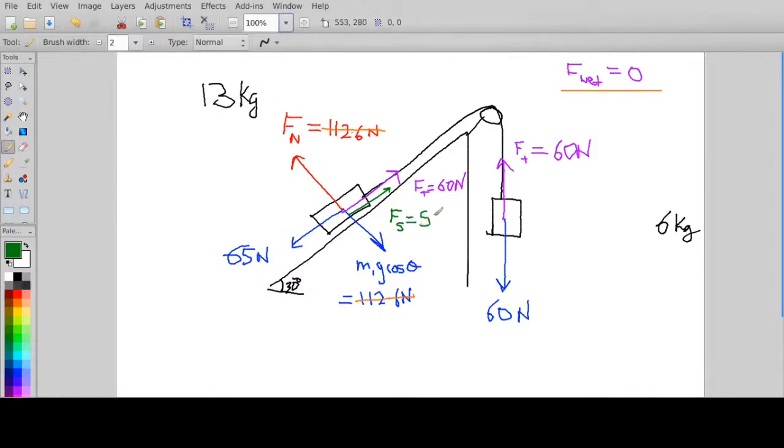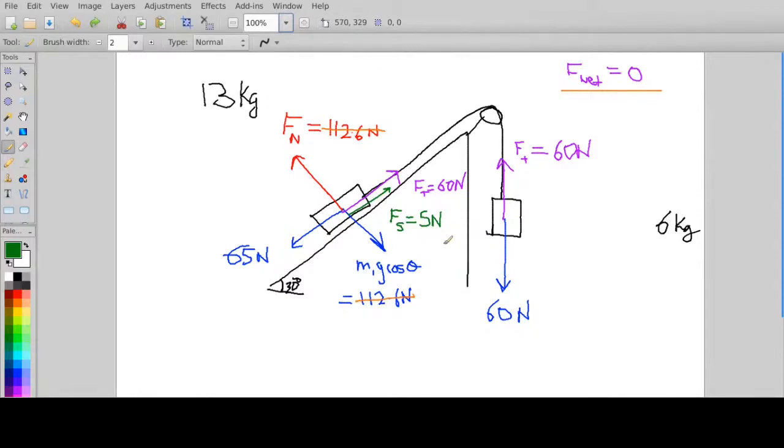Once again, I didn't use a formula to reason out what the static friction is. I just simply said to myself, well, the force of static friction has to be whatever it has to be such that this box isn't going to move. And it became obvious that I had 65 down, so I need 65 up. I only had 60, so the other 5 had to come from friction. So that's how you reason out what the force of static friction is going to be.